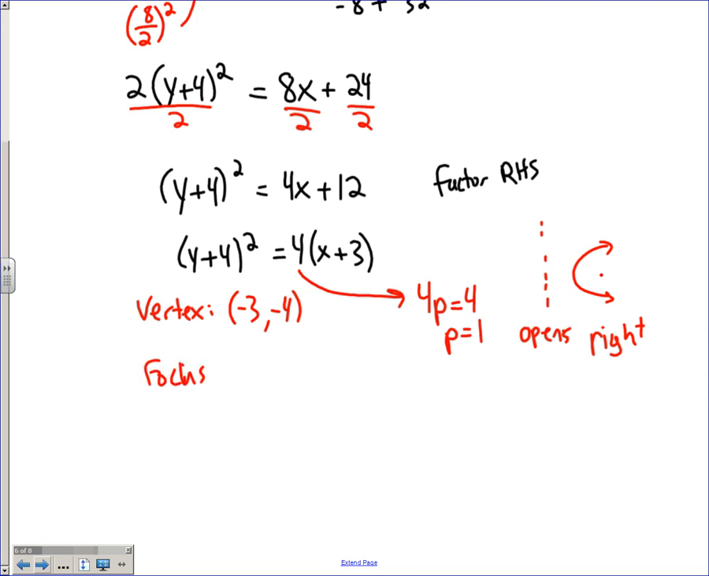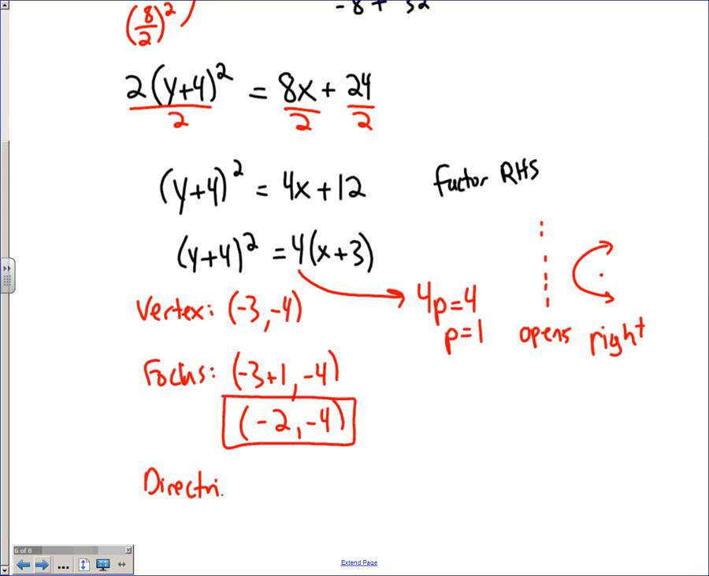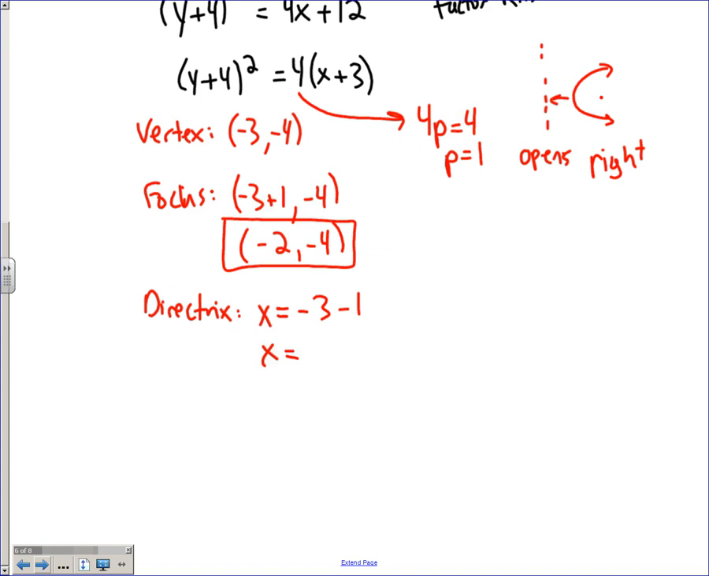That means for my focus, my x value is changing by p, so I'm going to add 1 to my x value. I still have the same y value, so my focus is -2, -4. And my directrix, it's a vertical line we can see. Well, normally it's x equals our h value, but we're shifted because of our p value. We have to go back 1. So instead of x equals -3, we're subtracting 1 from that. So it's x equals -4.